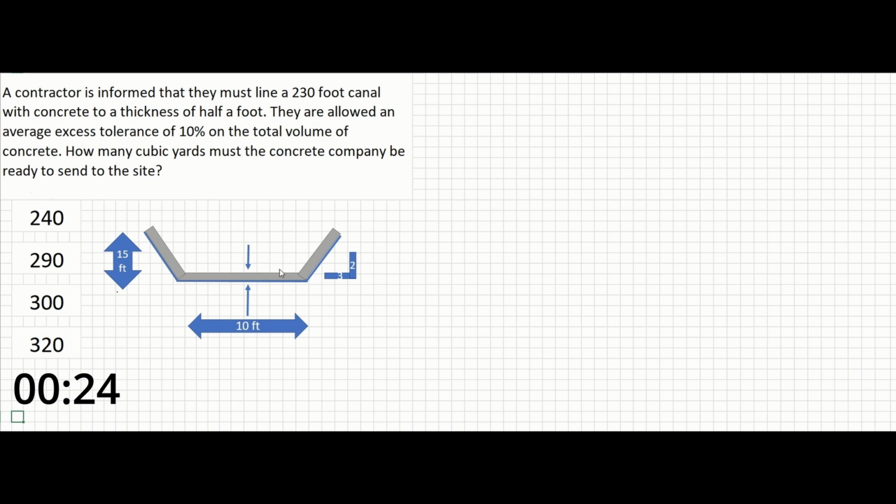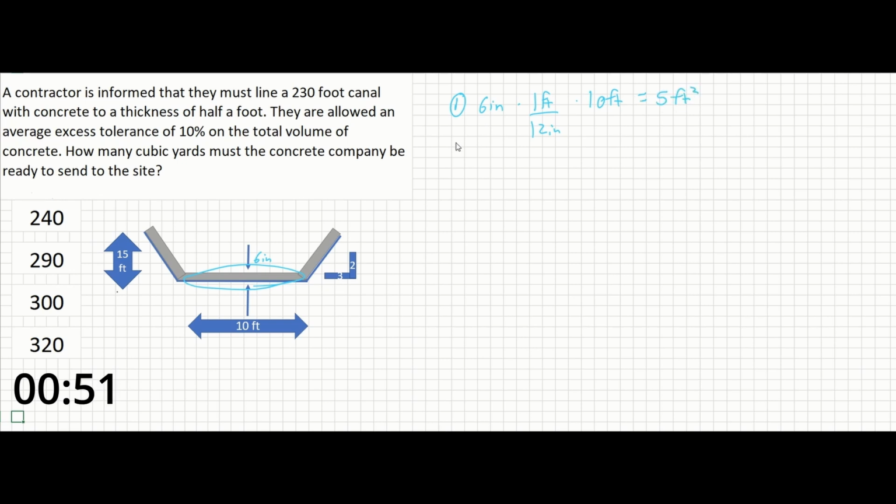So this problem is all geometry, so let's get right into it. First of all, we know that this thickness is 6 inches. So let's get the square footage of the bottom of the canal's concrete. So we can do 6 inches times 1 foot over 12 inches times 10 feet, which will give us 5 square feet.